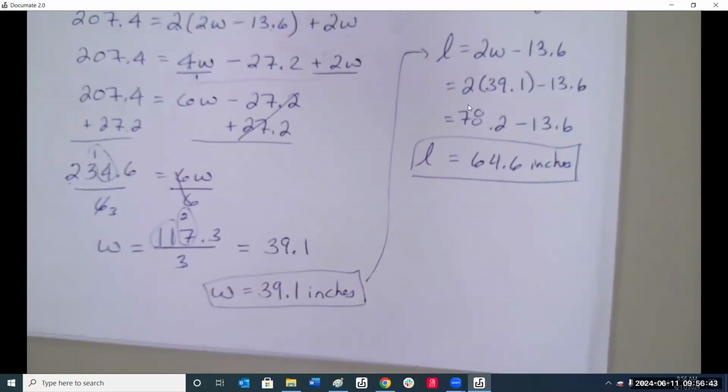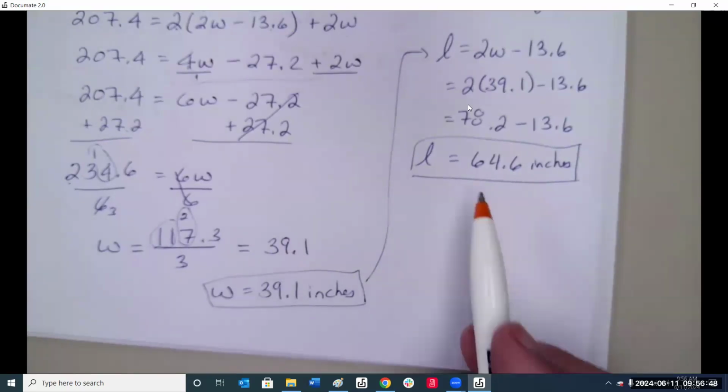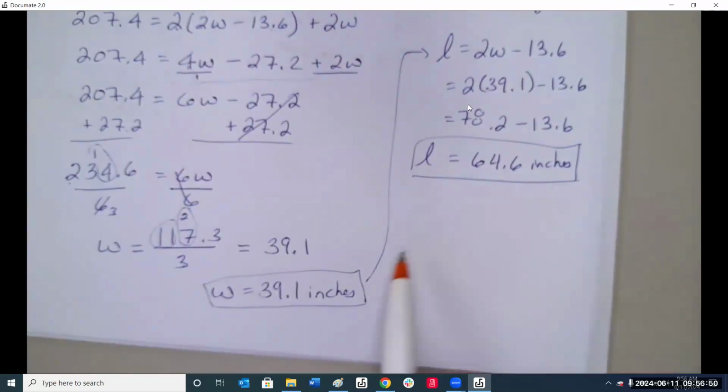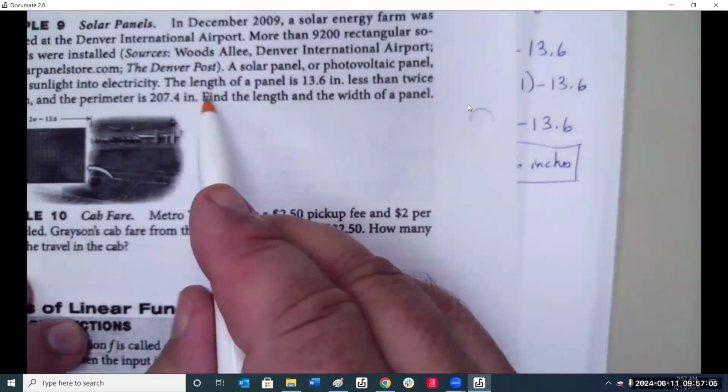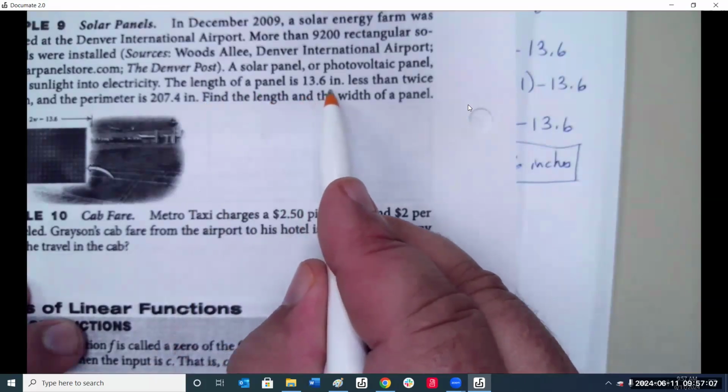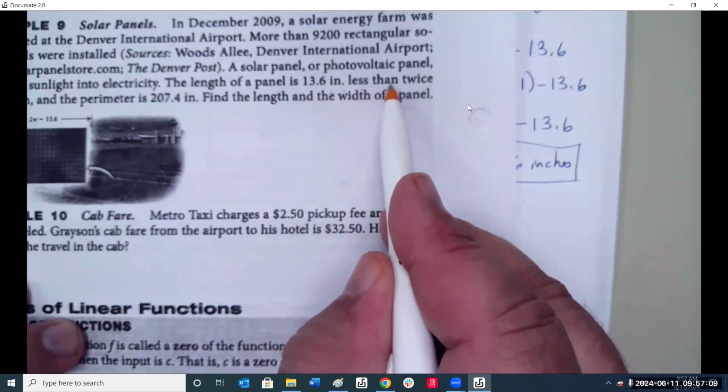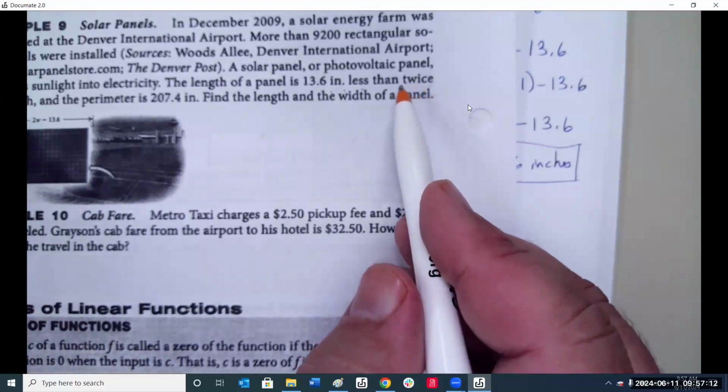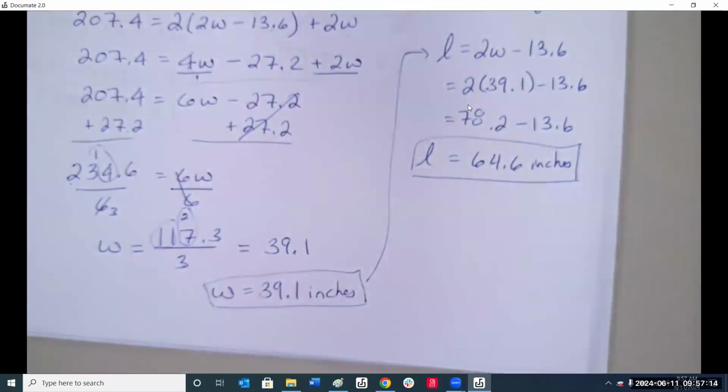To answer the question, it says find the length and width of the panel. So the length of the panel was 64.6 inches and the width was 39.1 inches. And that's one of the easier ones. But yeah, the hardest part is when it gave you the statement: the length of a panel is 13.6 inches less than twice the width. You usually always have to look for a relationship between the variables.